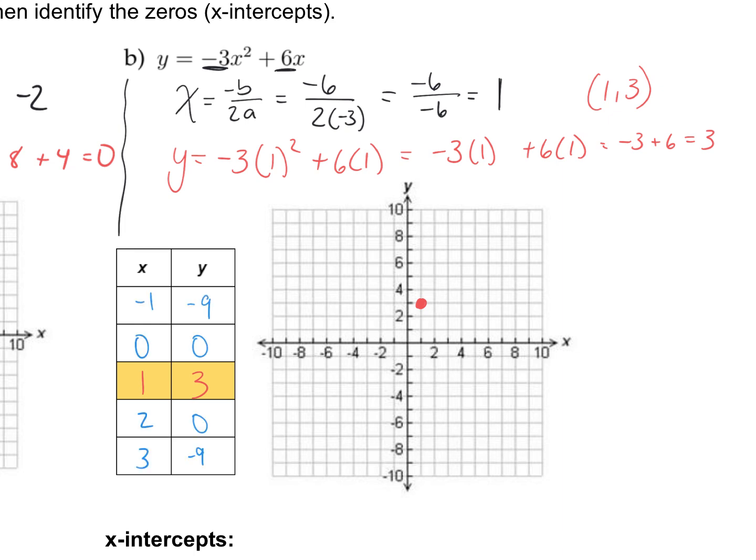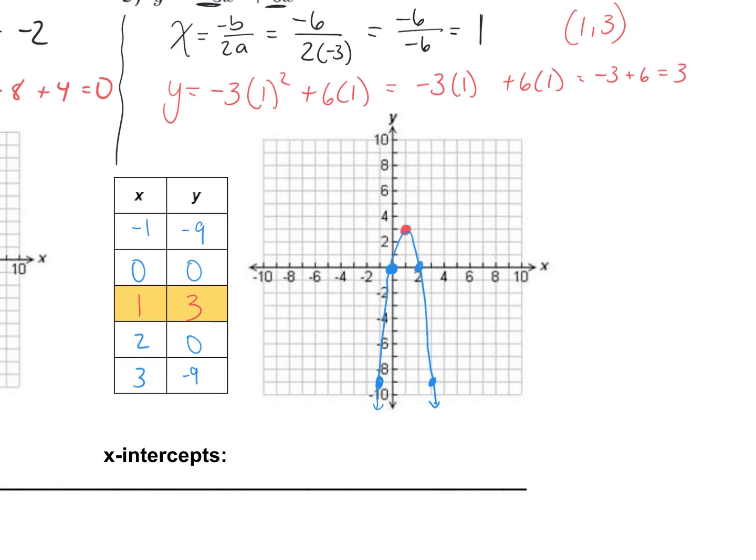All right, so I went ahead and filled in that table there. And so now we are going to plot those points. Negative 1, negative 9, that is going to be way down here. 0, 0 is our next one. That's the origin, so that's right here in the middle. 1, 3, I already have plotted. That's my vertex. 2, 0, right here. And then our last one is 3, negative 9, which is right down here. And again, it should be symmetrical. That's a good way to check your work. I am connecting these dots with a smooth curve.